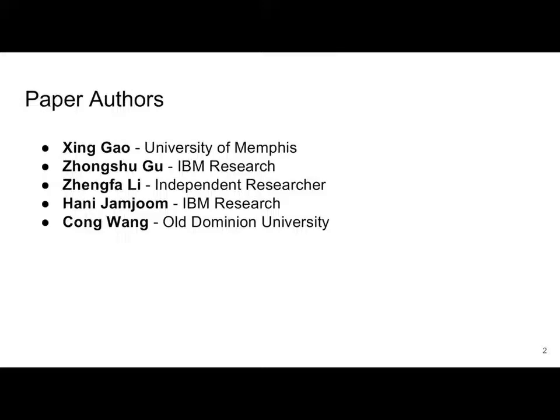Here are the authors of the paper. Jing Gao from University of Memphis, Zhangzhu Gu from IBM Research, Zhengfa Li as an independent researcher, Hani Zhenzhum, IBM Research, and Kong Wang, Old Dominion University.